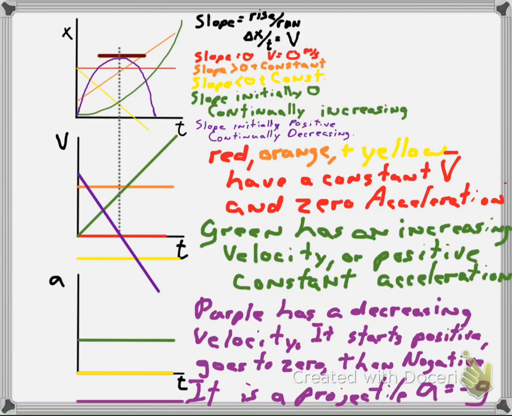it falls back down. So for this purple line, if our displacement is in the vertical direction, this represents a projectile or an object thrown in the air, gets to a maximum height, and then comes back down and is caught at the same height where it was thrown. And the acceleration would be equal to negative 9.8 meters per second squared.